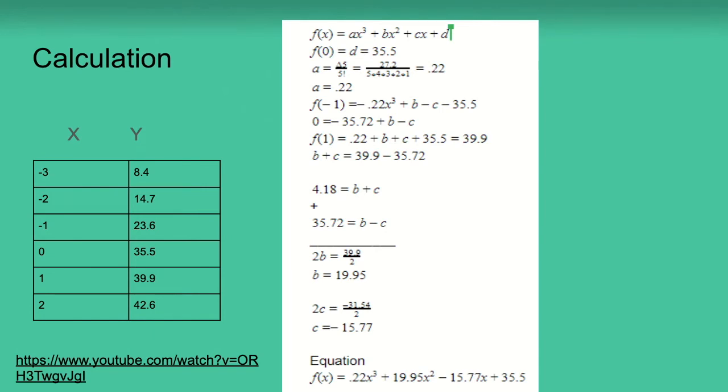2c is exact. It would equal -31.54, because we subtracted it, which, divided by 2, we got -15.77. And then the equation came up to f of x equals 0.22x to the power of 3 plus 19.95x to the power of 2 minus 15.77x plus 35.5, which is the d constant.